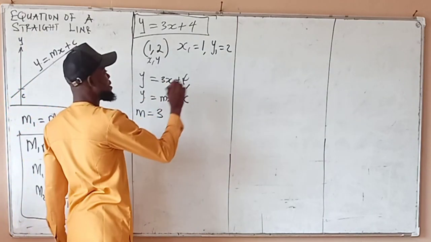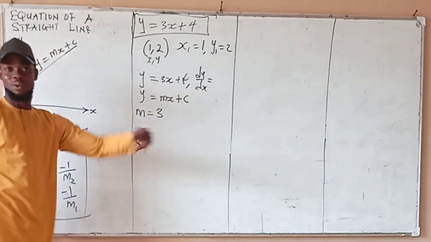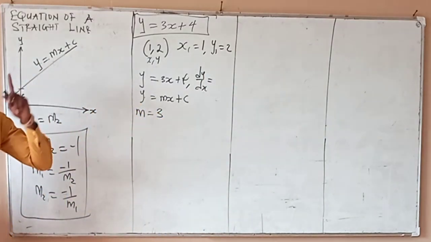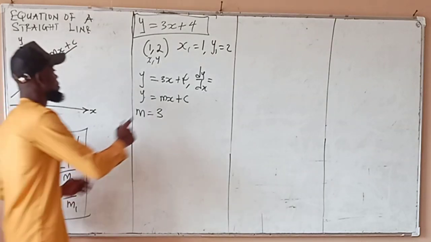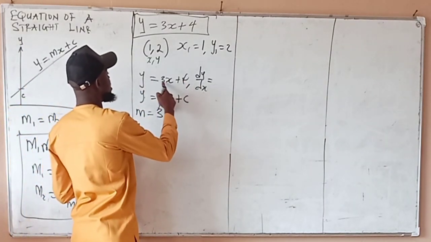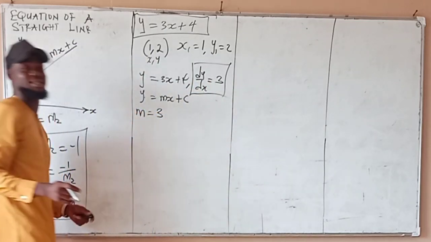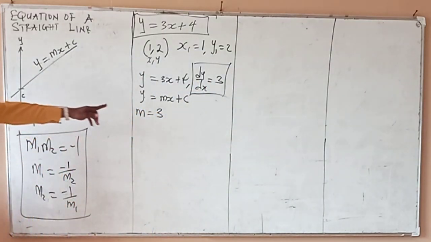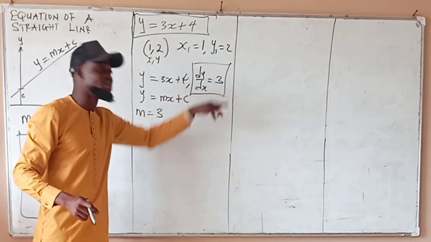Another way to get the gradient is to differentiate the equation once. Let's differentiate it with respect to x. Differentiating 4 gives 0, and differentiating 3x gives 3. This is also the gradient. So whether you compare or differentiate, you get a gradient of 3.